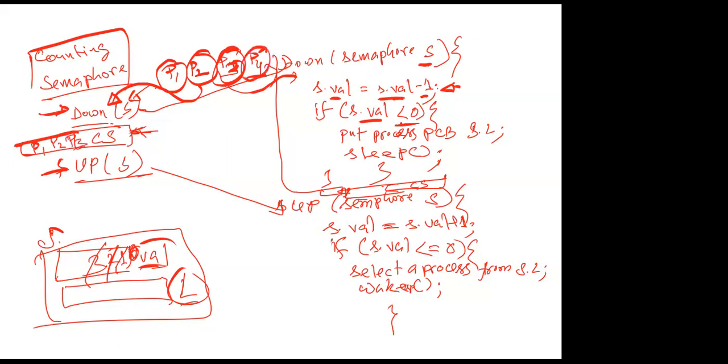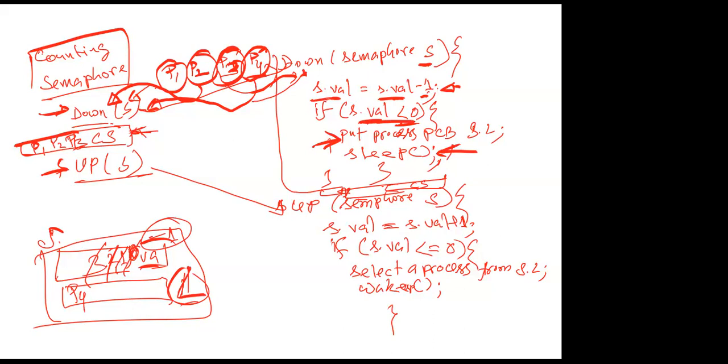Next, let's say process P4 tries to enter the critical section. It calls the down function, which decrements the value. It will be 0 minus 1, equal to minus 1. Then it checks this value, and it is less than 0. So process P4 will be entered into the list, and it will go to the block or sleep state.